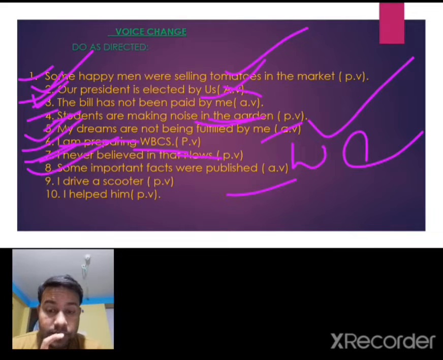So the subject is not mentioned here. So we have to take as a source that someone published the news. So someone published the important facts. Someone published the important facts would be the answer.